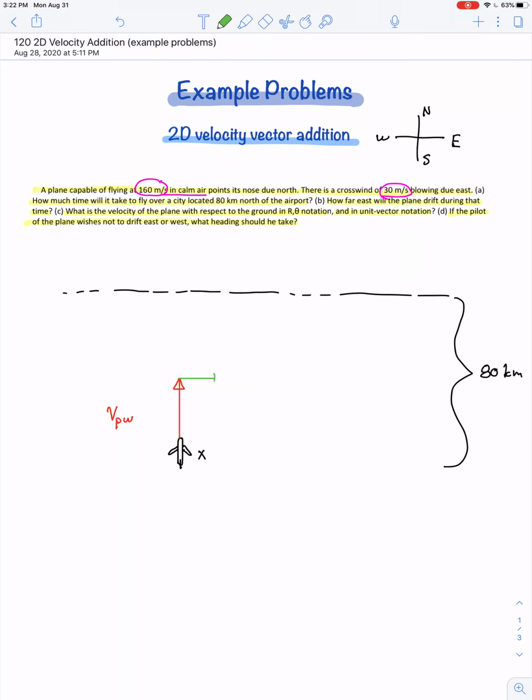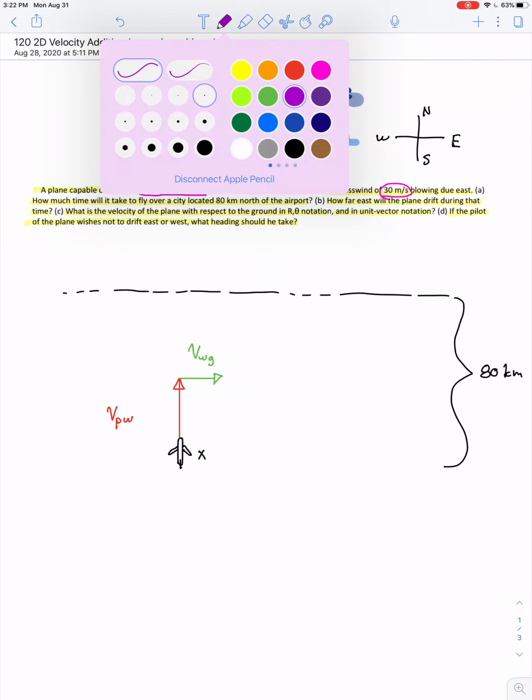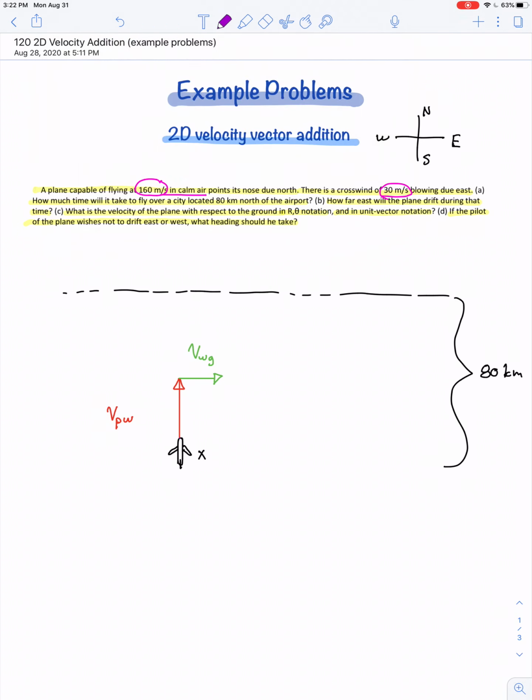Okay, now I've already connected my vectors tip to tail, so they're in an orientation that allows me to consider some graphical vector addition. There's the velocity of the wind with respect to the ground. So what we're really looking for is what's the velocity of the plane with respect to the ground. And that's really just found by adding the other two vectors together.